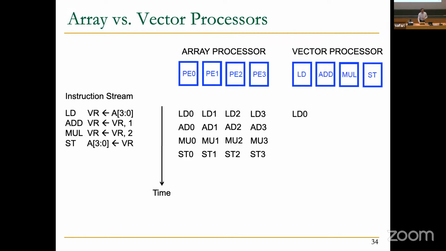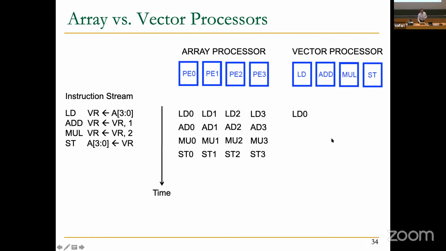Okay, so let's take a look at how the vector processor does it. The vector processor is frugal, as I said. Processing elements are simpler. You have only one load element, one processing element that can do add, one processing element that can do multiply, and one processing element that can do stores. So you don't have this luxury, if you will. So you have to perform consecutive operations on consecutive elements in time, right?